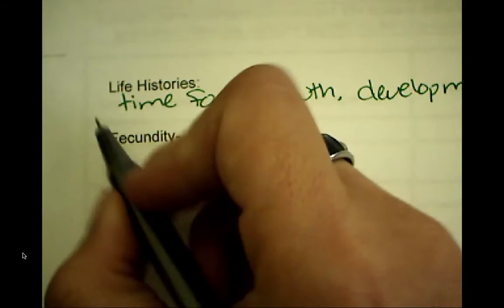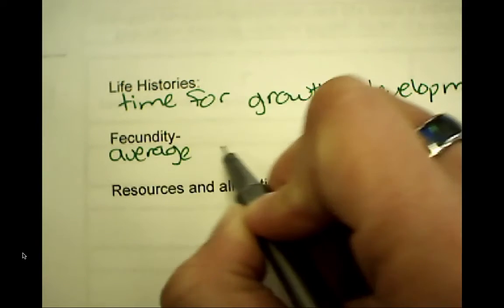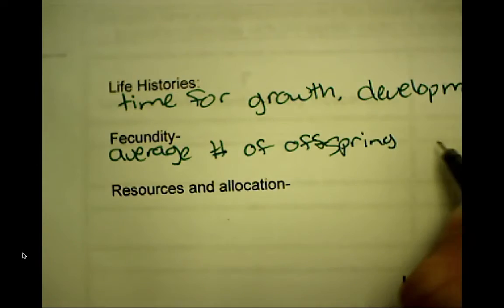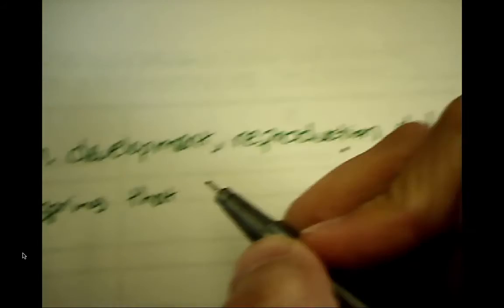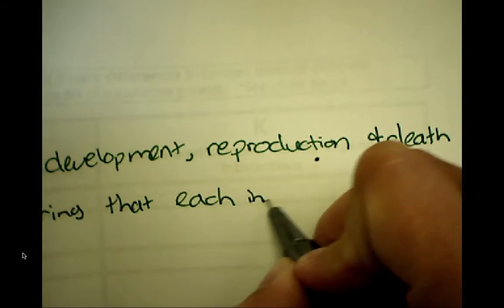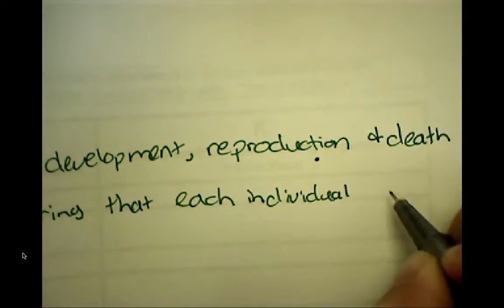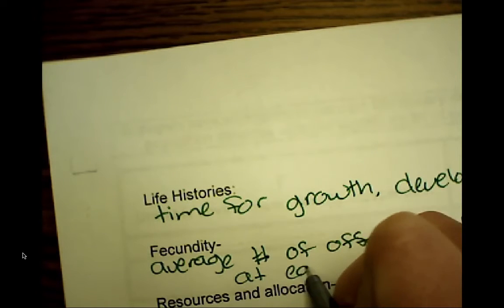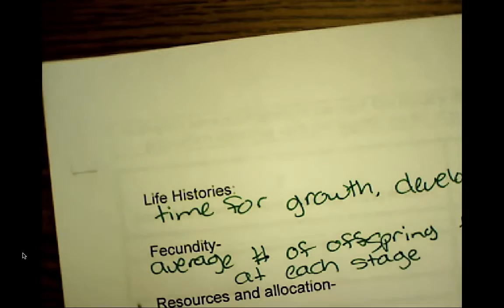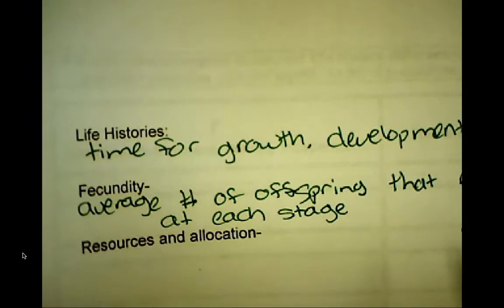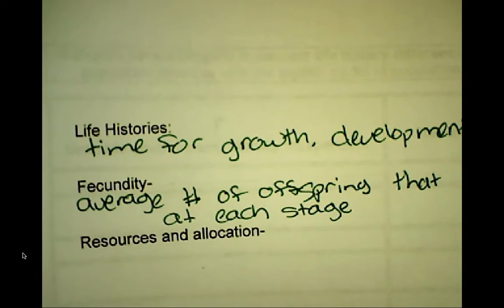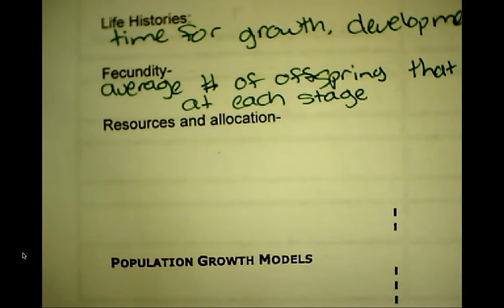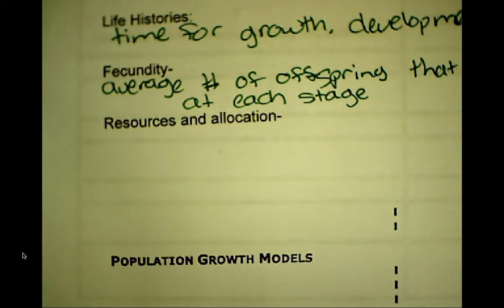So fecundity kind of comes out of this, and it's what this word means. It's the average number of offspring that each individual produces at each stage. Okay? Usually, each individual is going to produce, like you would say, like a blue whale, it produces one offspring every 2 years. Okay, that would be their fecundity. So it takes a long time for that population to grow at that rate.